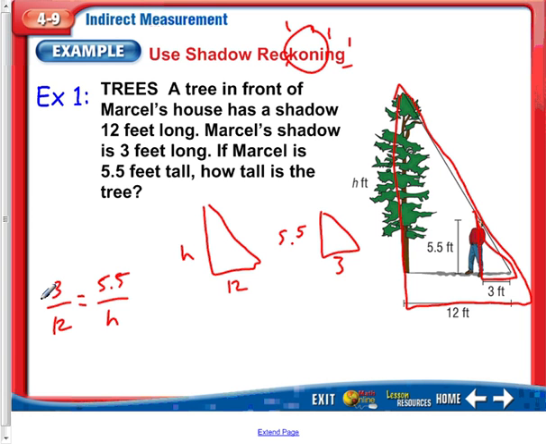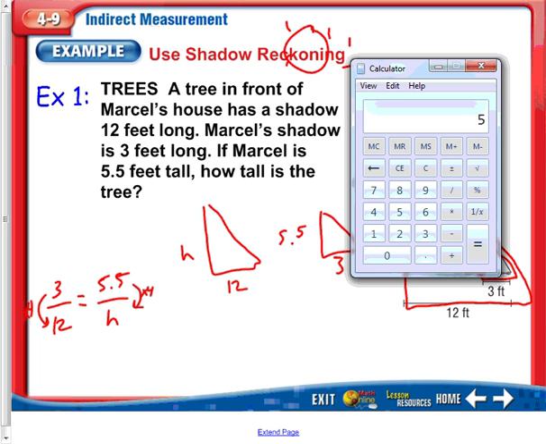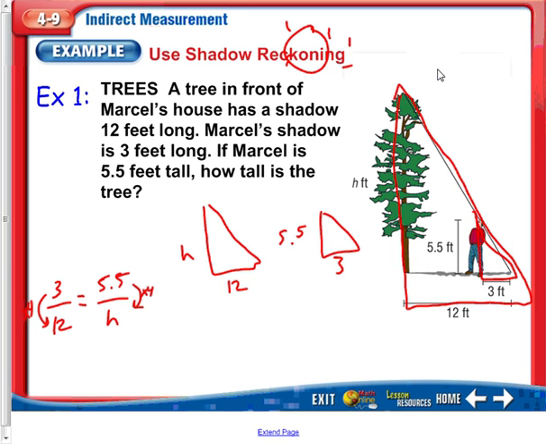One thing that I do notice is that to go from 3 to 12, I could multiply by 4. So instead of cross multiplying and dividing, I can just go ahead and take 5.5 times 4, and I should be able to get to my answer just by doing that. So 5.5 times 4 equals 22. So in this case, H equals 22 feet. So the height of my tree is 22 feet high.